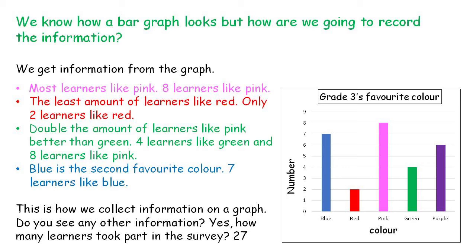Blue is the second favorite color, because 7 learners like blue, which is the second highest bar on our graph. This is how we collect information on a graph. Okay, can you see any other information? Yes, we can. We can count all the bars. If we add blue, red, pink, green, and purple together, we will see that we've got 27 in total. So in other words, there are 27 learners who voted for this survey for us to get the information.